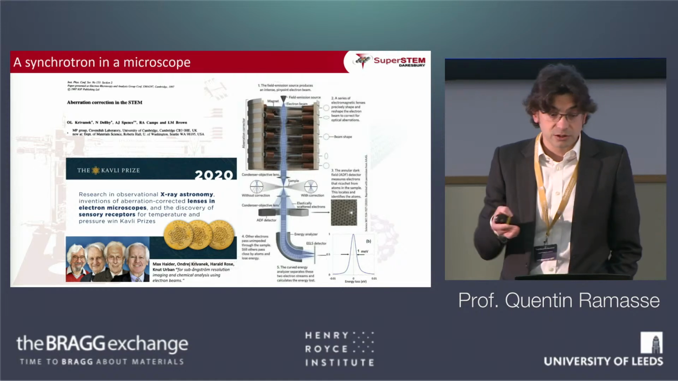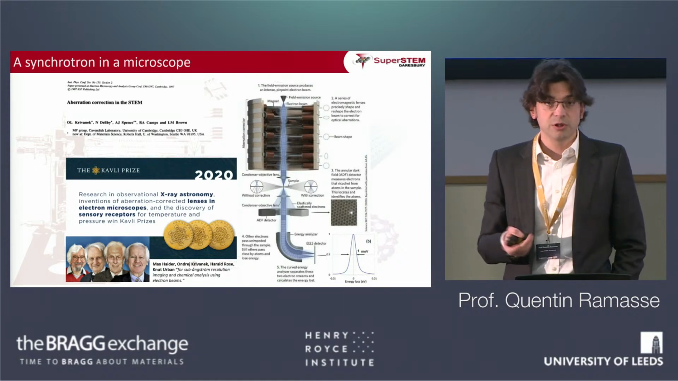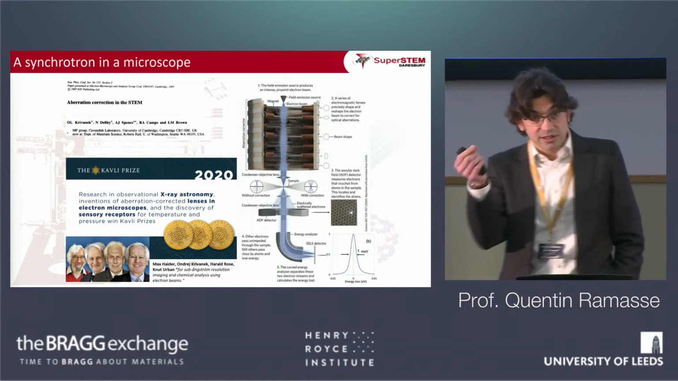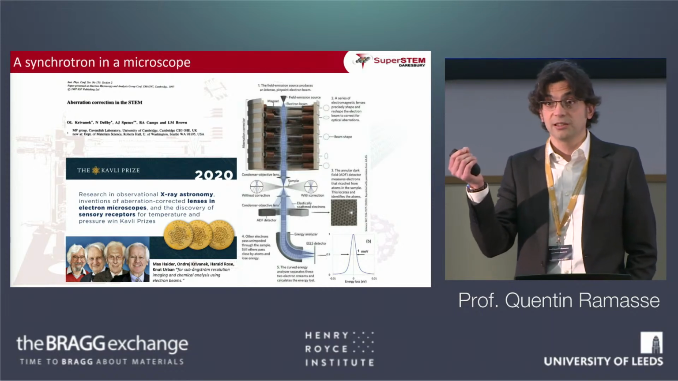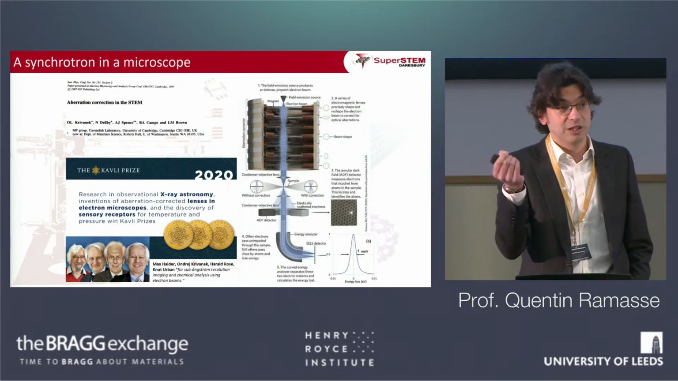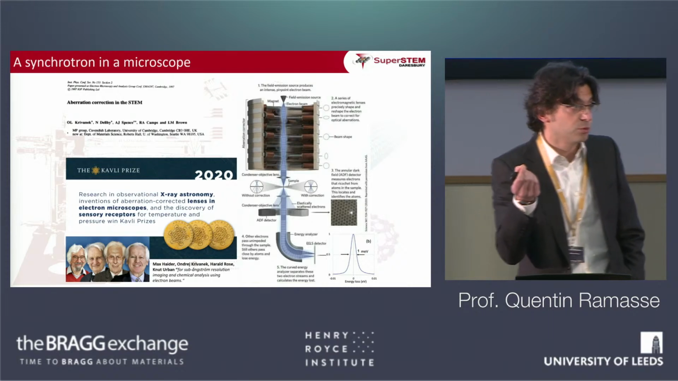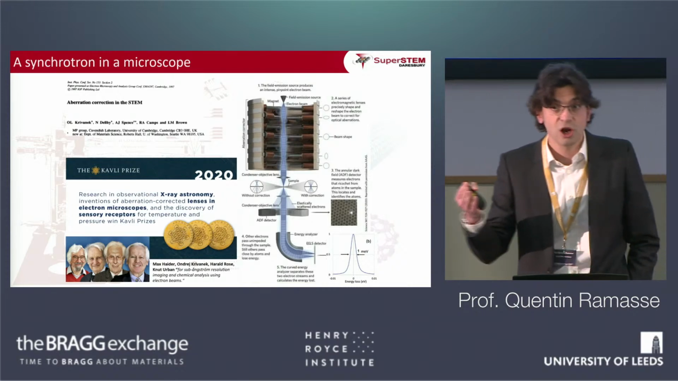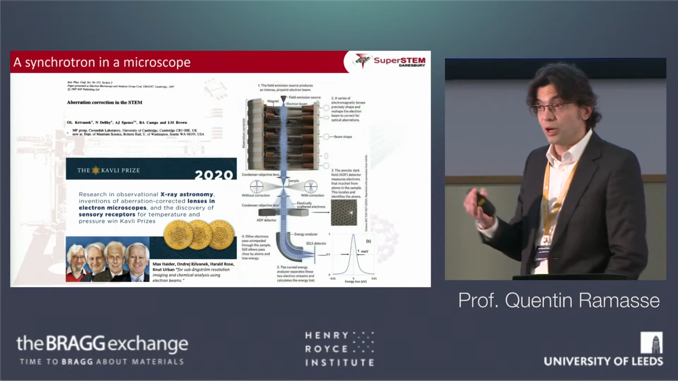And thanks to those aberration correctors that were invented in the late 90s, the size of the electron probe that you can create is the size roughly of an atomic column or a single atom, so 1 angstrom or even smaller these days, all the way down to really low acceleration voltages.